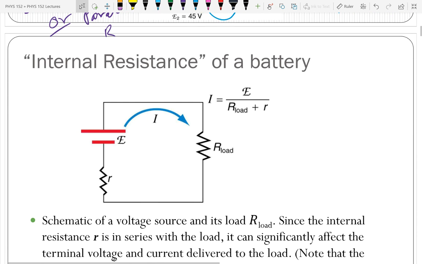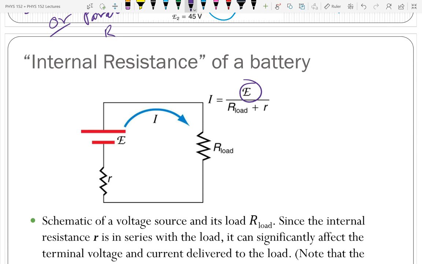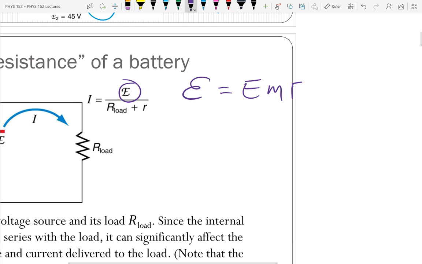So first, that lowercase r. Now, I don't know where I got these figures from. I think I got them from the textbook site. That is supposed to be a script E. So everywhere you see that funny E, that's what it's supposed to be. And it's short for EMF, which is electromotive force. So that E is the electromotive force, the EMF.